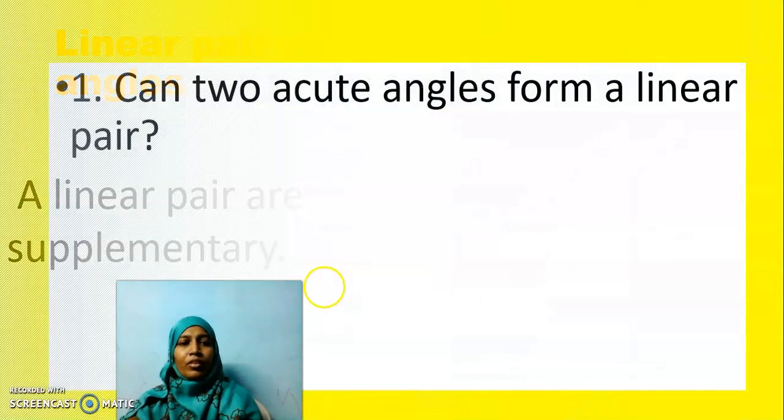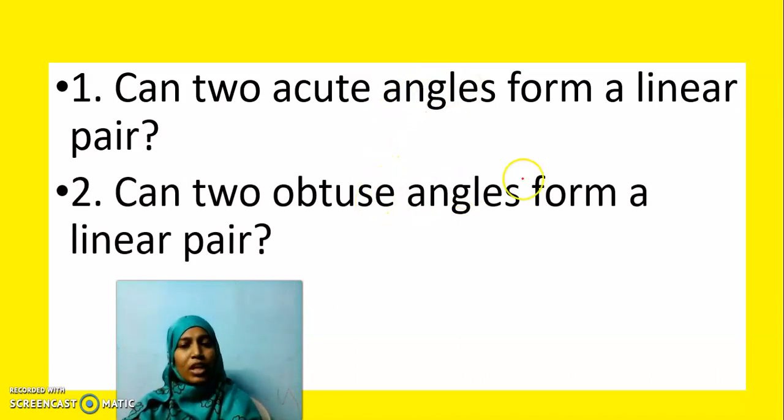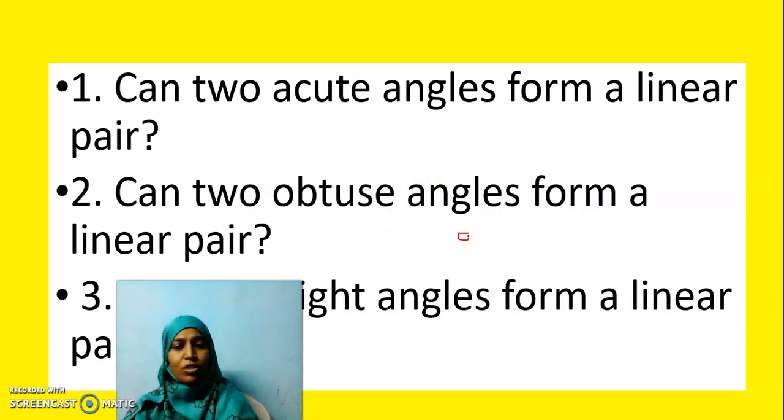The next is, can two acute angles form a linear pair? Is it possible to have two acute angles adding up to 180 degrees? No. Can two obtuse angles form a linear pair? Again, no. An obtuse angle is greater than 90, isn't it? So two obtuse angles is not possible. One acute and one obtuse is possible.